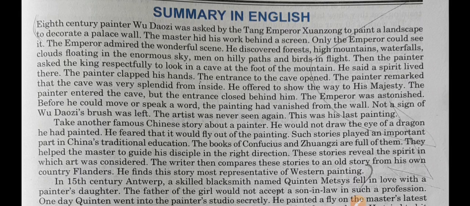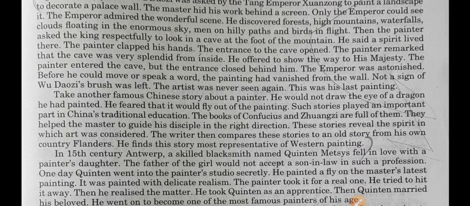And what happened then? Something very astonishing. The entrance of the cave closed behind the painter, and the painter vanished inside the cave. Before the king could move or speak a word, the painting also vanished from the wall, and not a sign of Wu Daoji's brush was left.